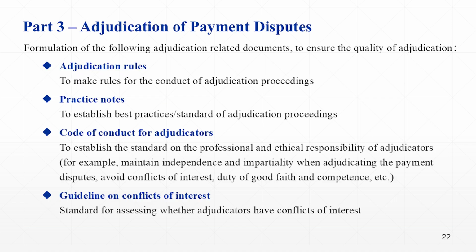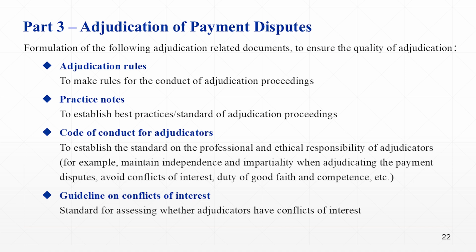To ensure the quality of adjudication, the adjudicator nominating body is required to prepare the following documents related to adjudication proceedings, including adjudication rules, which is to make rules for the conduct of adjudication proceedings. Practice notes, which is to establish best practices and/or standards of adjudication proceedings. Code of conduct for adjudicators, which is to establish the standard on the professional and ethical responsibility of adjudicators, for example, maintain independence and impartiality when adjudicating the payment disputes, avoid conflicts of interest, uphold the duty of good faith and competence, etc. Guideline on conflicts of interest, which is a standard for assessing whether adjudicators have conflicts of interest.